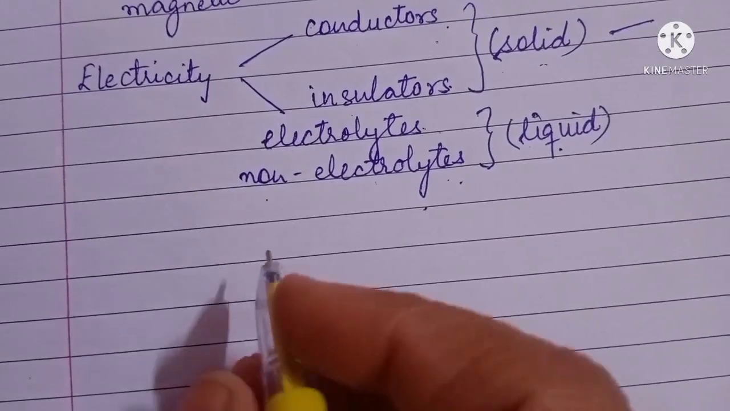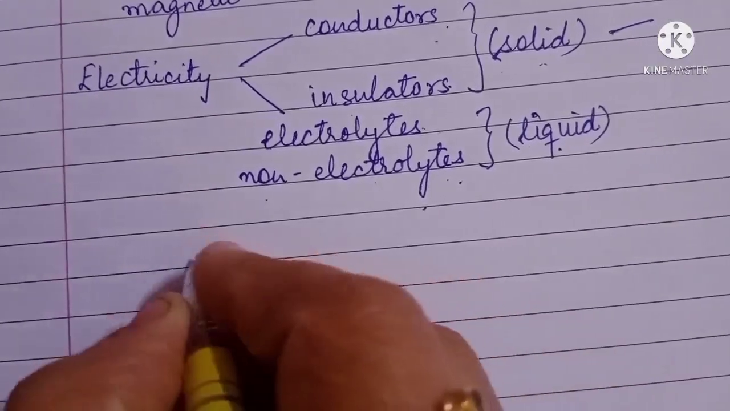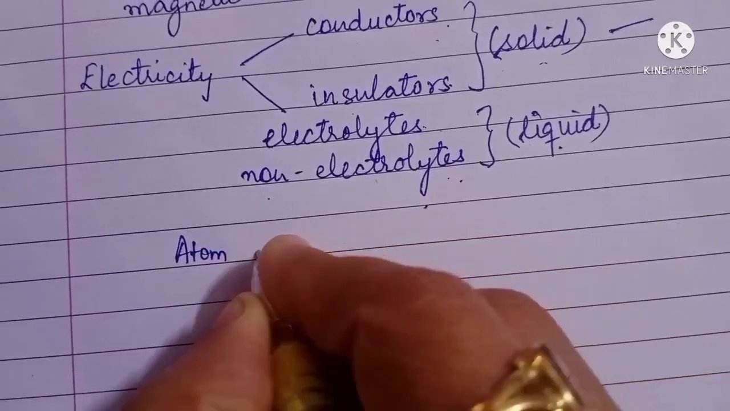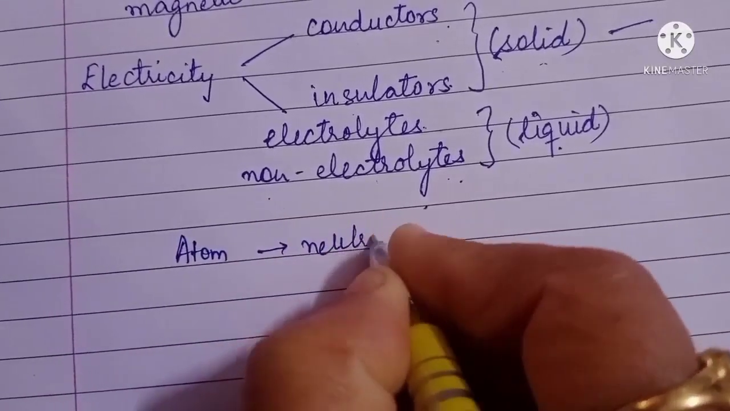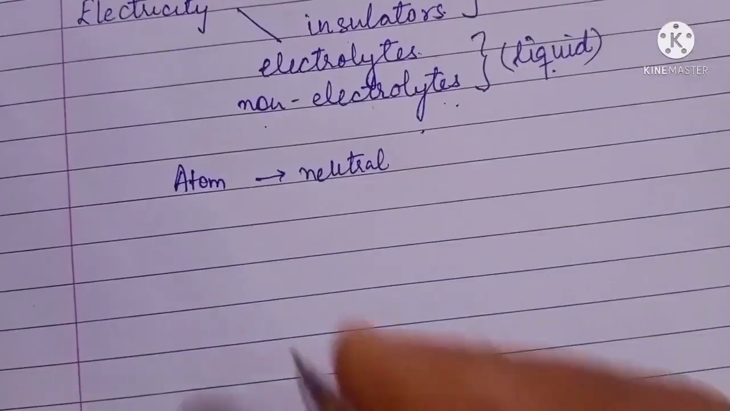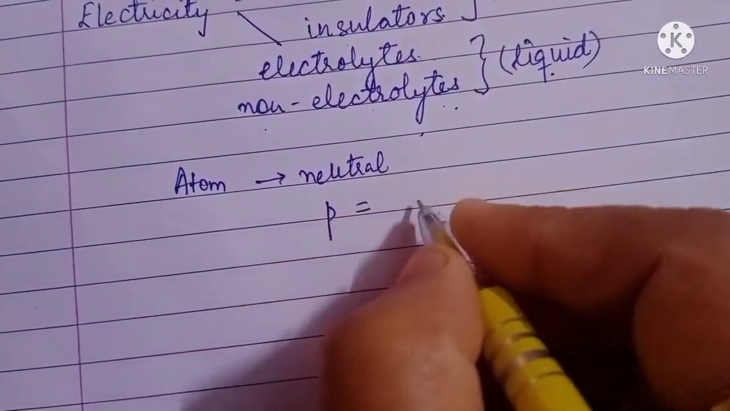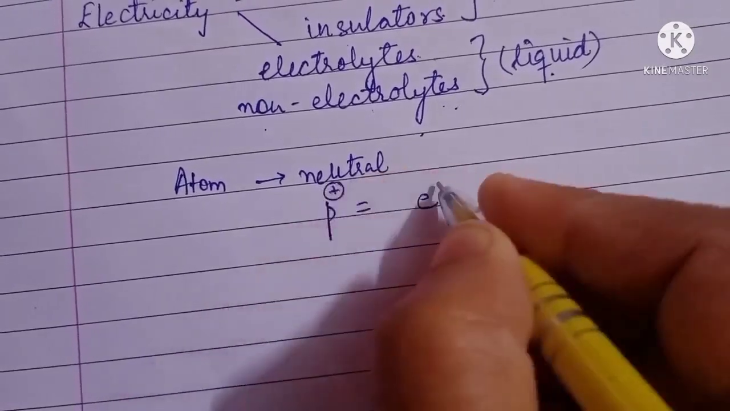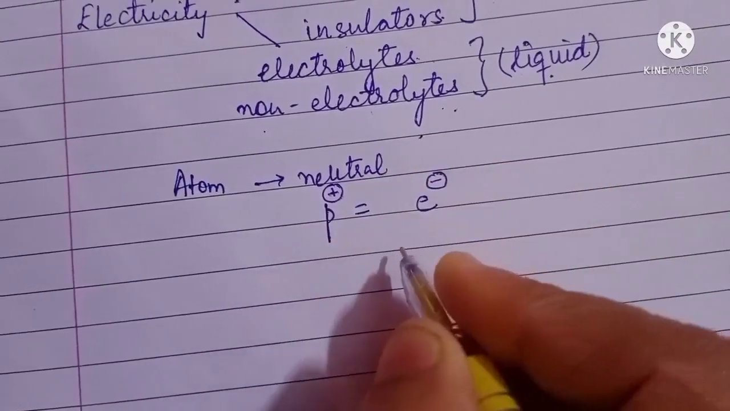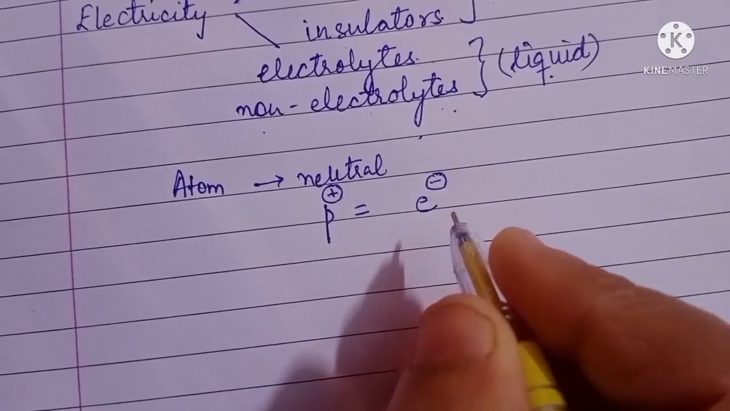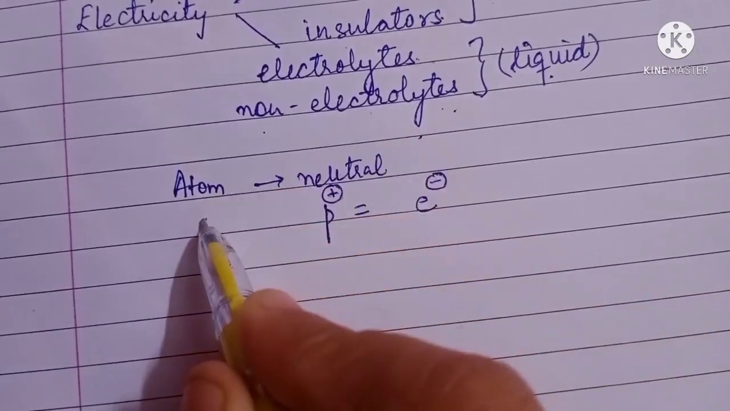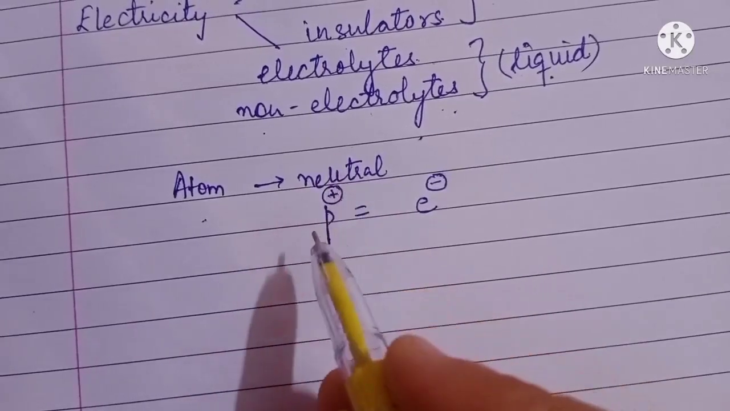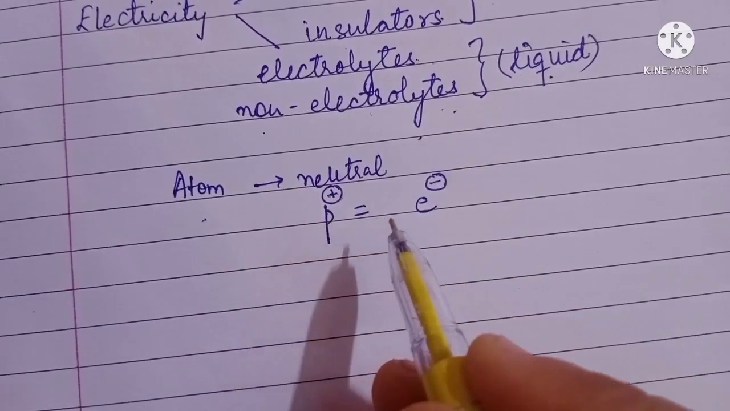Now coming back to the thing that any atom, we know, is neutral in nature. Why is it neutral? Because it has the number of protons equal to the number of electrons, means the total positive charge and the total negative charge are equal, so they cancel out each other's effect, and as a whole the atom remains neutral only. But what if it gets a charge and this charge is to flow?